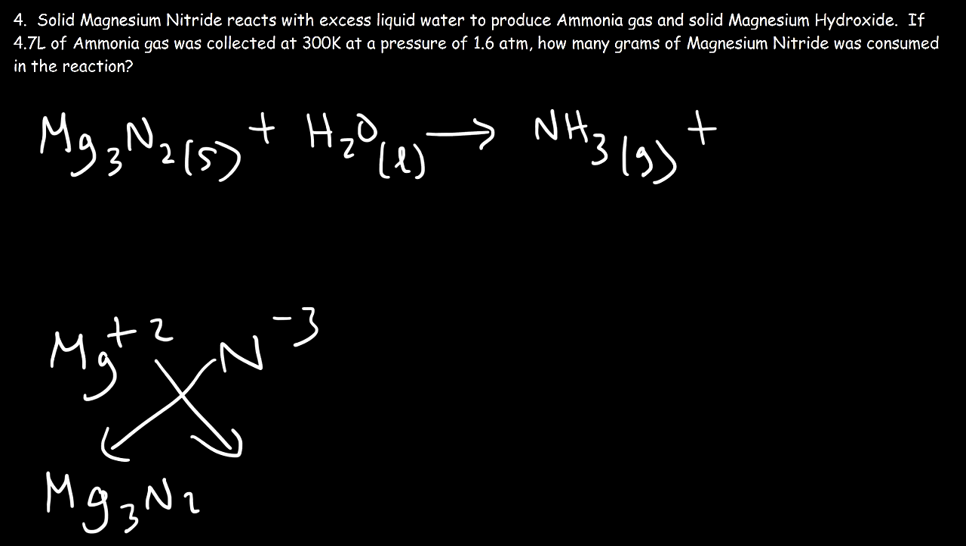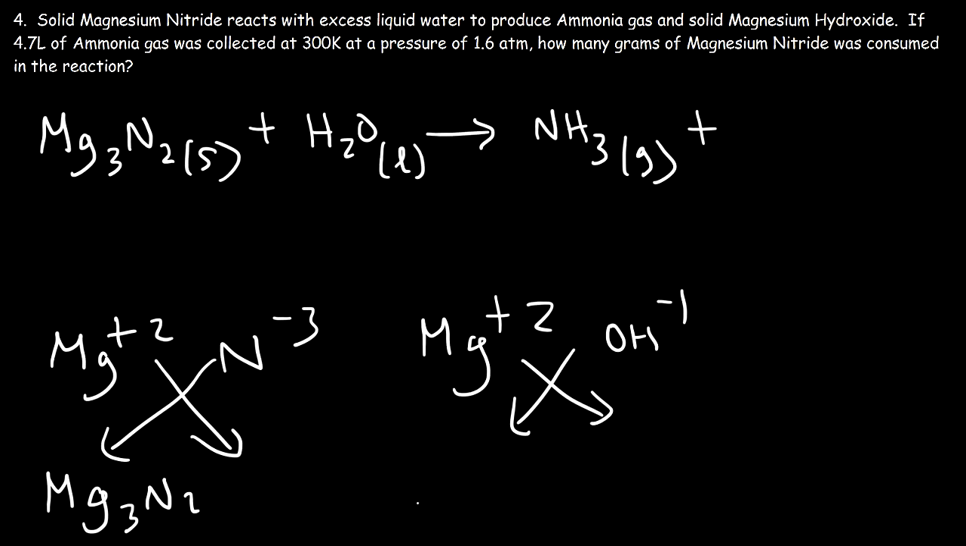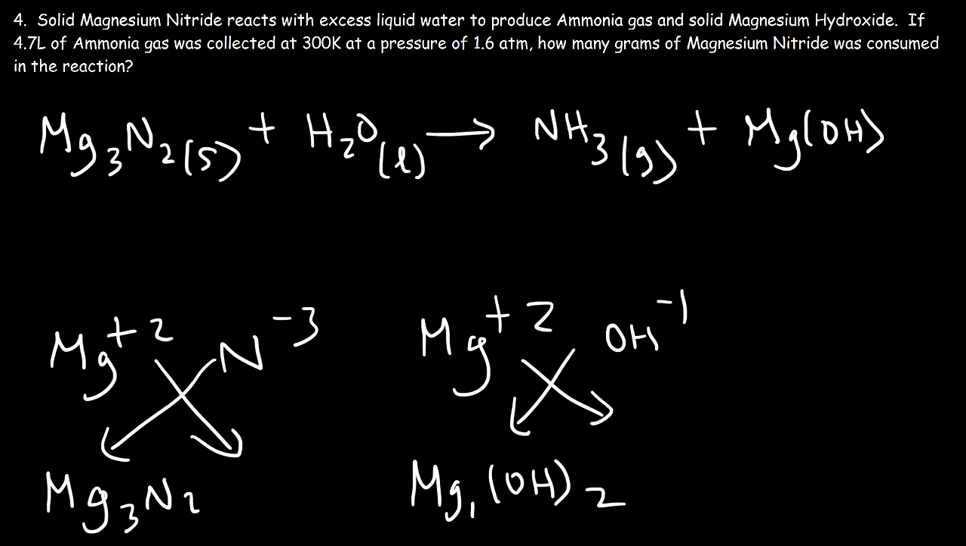And we're going to get magnesium hydroxide as a product. Hydroxide is OH minus. So to combine these two, we're going to get Mg(OH)2. Now let's balance the chemical equation. So how can we do it? Notice that we have 2 nitrogen atoms on the left side.